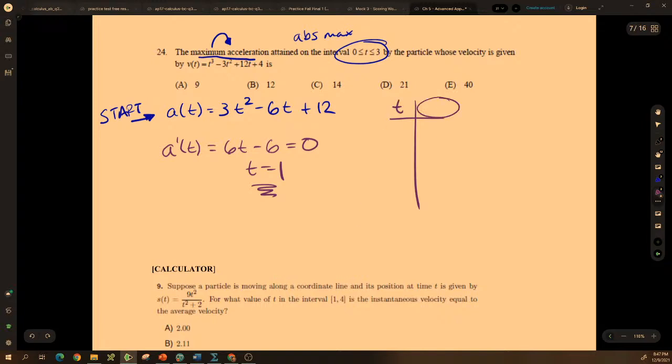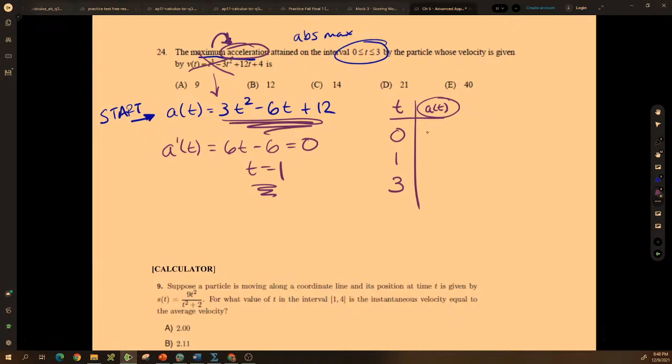T, and then this is always what we want the maximum of. So it's the acceleration formula, a of t. So we're actually not going to use this at all except to take the derivative to find the acceleration. Then I'm going to include my endpoints 0 and 3 and my critical point 1. And we plug these into the acceleration.